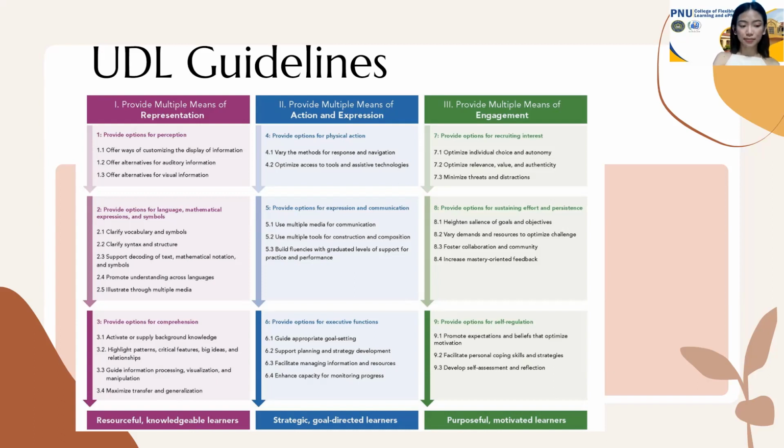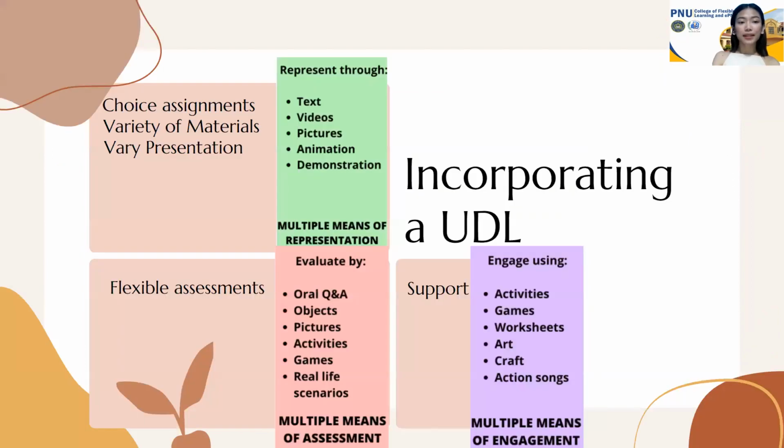Next one is the engagement. Under engagement, for purposeful and motivated learners, teachers should stimulate interest and motivation for learning among the students. This may include optimizing individual choice, autonomy, optimizing relevance, minimizing threats and distractions, and focusing on strengths, etc. Next one is incorporating UDL in a practical classroom environment.